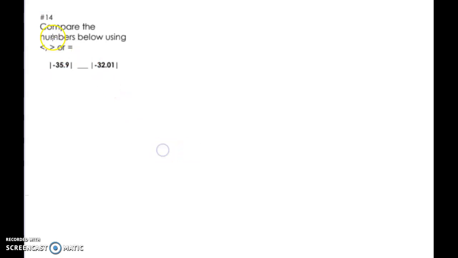Number 14, it just says compare the numbers below using less than, greater than, or equal to. So remember absolute value, it always turns these numbers into positive numbers. So once they turn positive, which one's the bigger number? That's all you really need to figure out.